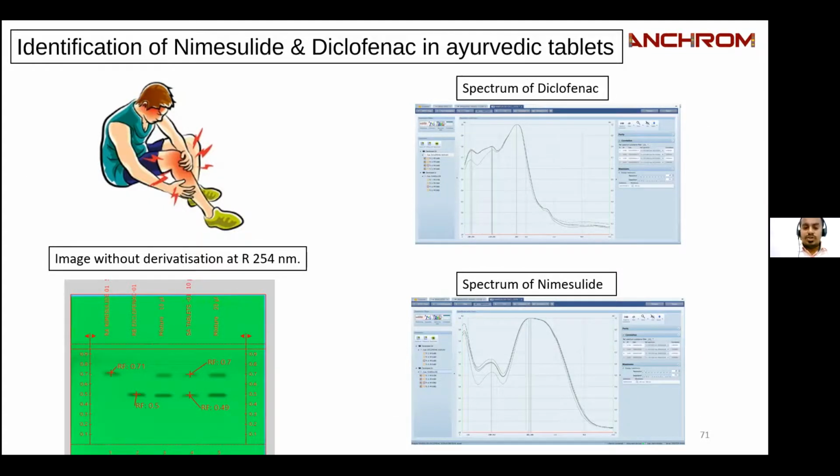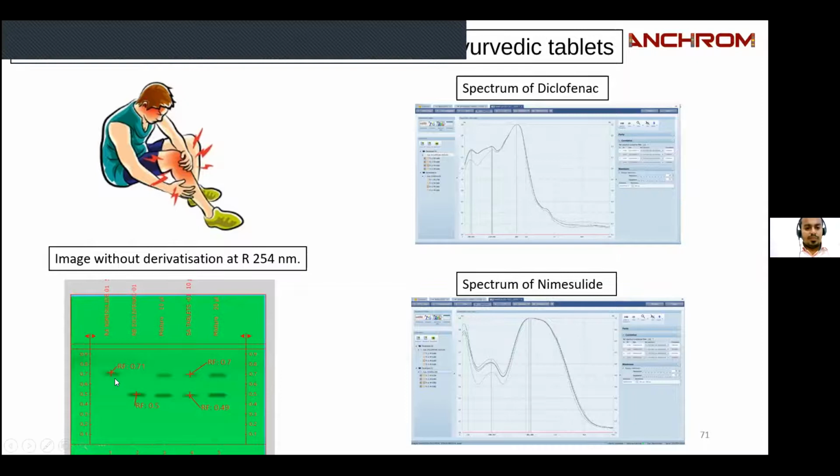These are the APIs. Due to this API, the effect will be fast. So here you can see on the first track it is pure nimesulide API, second track diclofenac, and this is a mixture of standards. And in the tablet I am getting the same band and the same RF value. After the visual confirmation, I have taken the spectra, and it is overlapping for diclofenac and for nimesulide also. So I can detect and quantify this and stop this adulteration also.